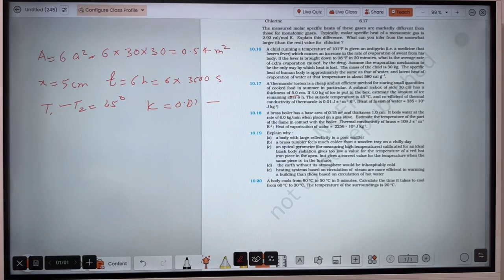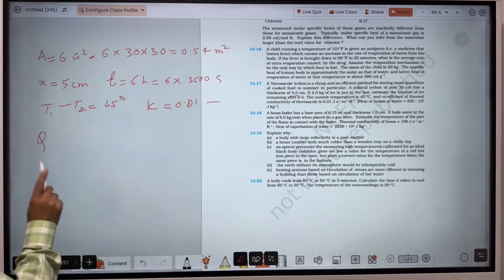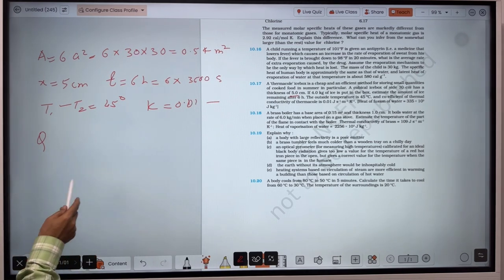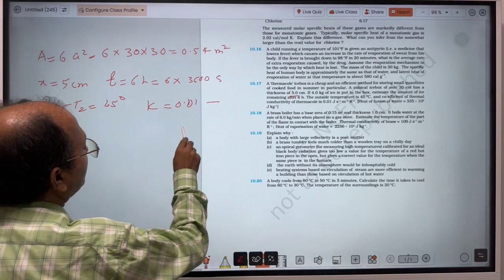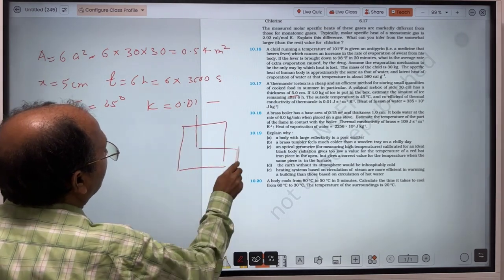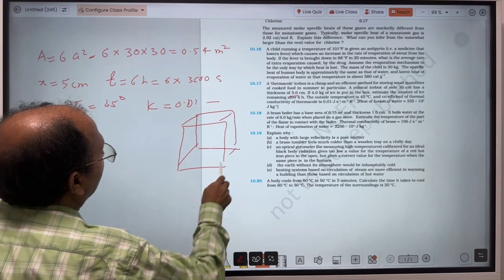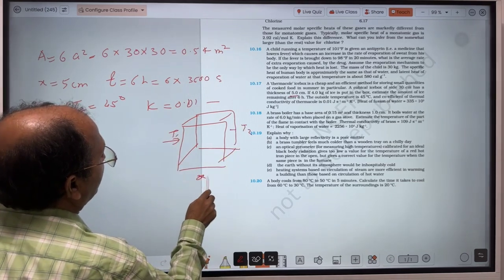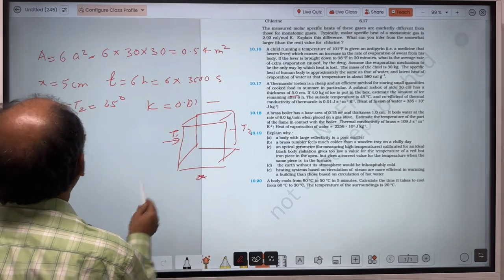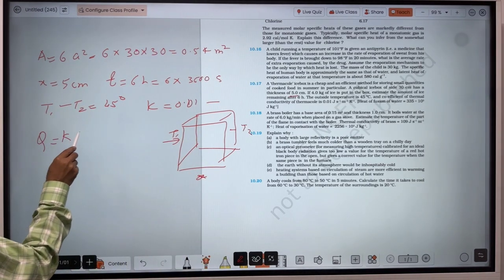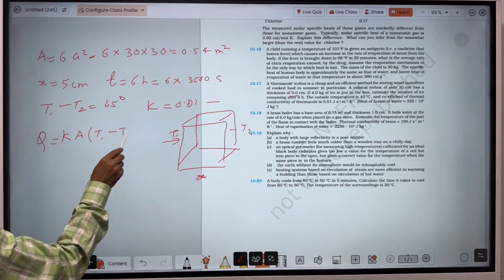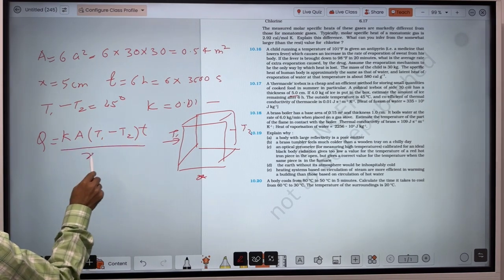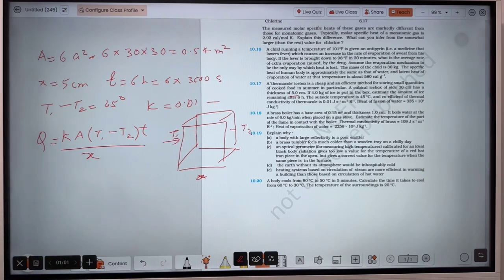Now what is to be done? So if you remember, Q, rate of heat transfer, we have studied. So Q depends on area, temperature difference, time, and inversely proportional to distance between the faces. If heat is supplied to one face, then it will get transferred. This temperature T1, this is T2, this is X, and time is, say, t. In that case, formula: Q equal to K A times T1 minus T2 times time divided by distance. This is basic formula, right?